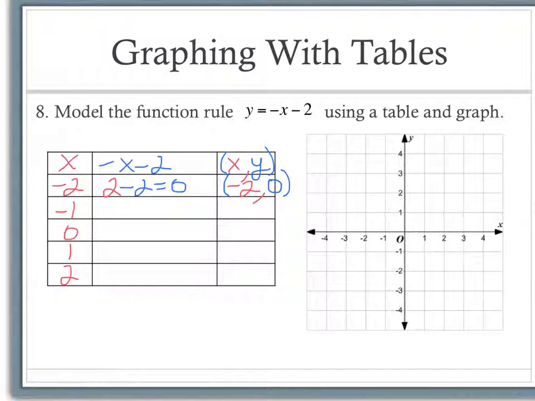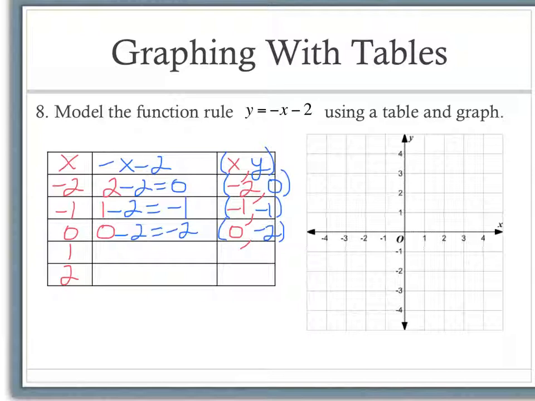Again, my next x value is negative, so that negative sign will change it to a positive 1, and then minus 2, we get negative 1. So our second ordered pair, negative 1, comma, negative 1. Now 0 can neither be negative nor positive, so we're just going to have 0 minus 2, we get negative 2. So our ordered pair is 0, negative 2.